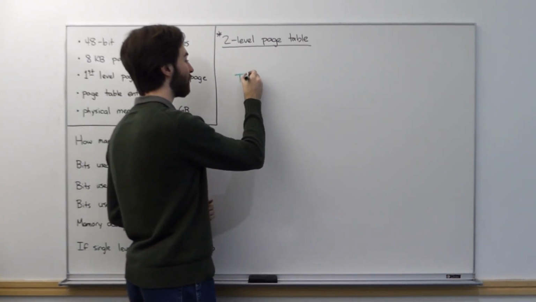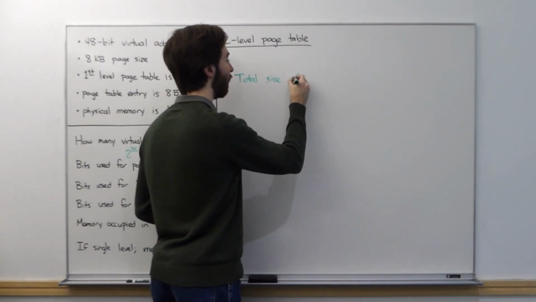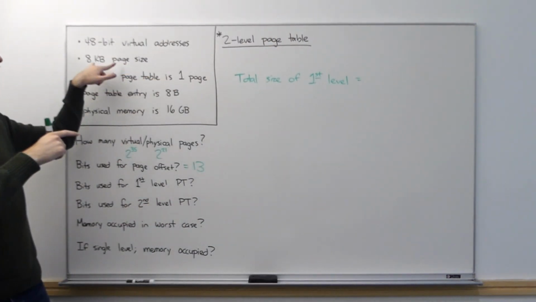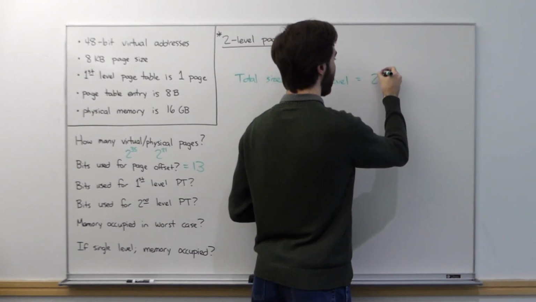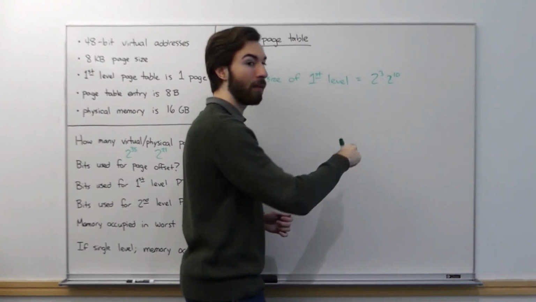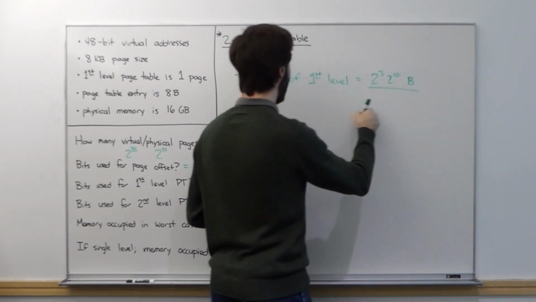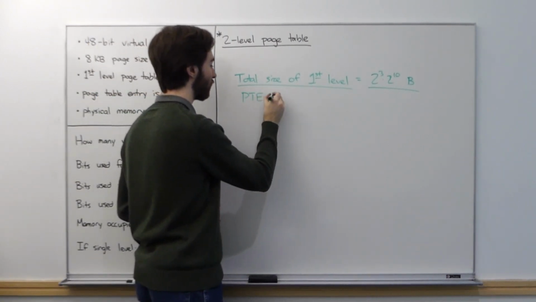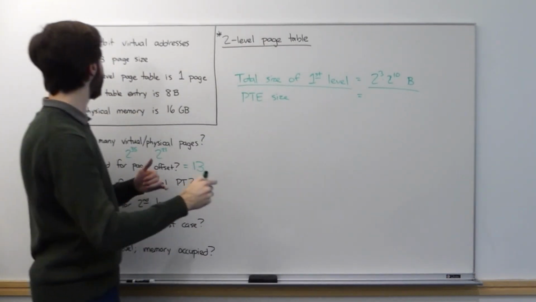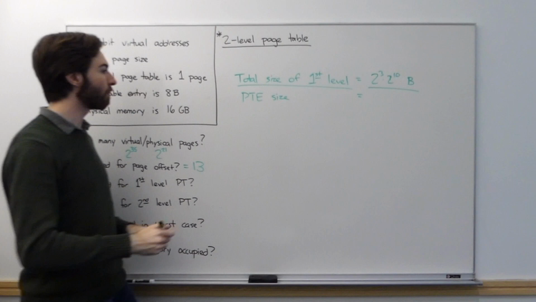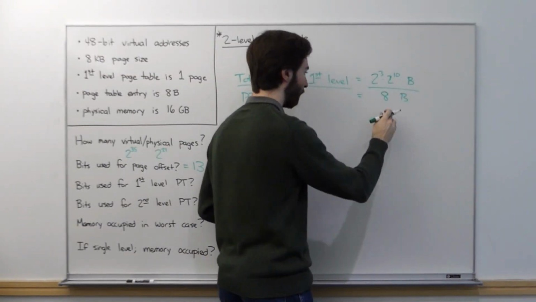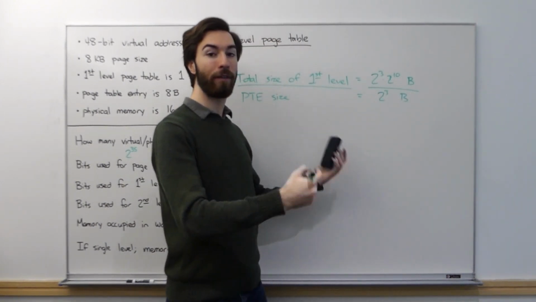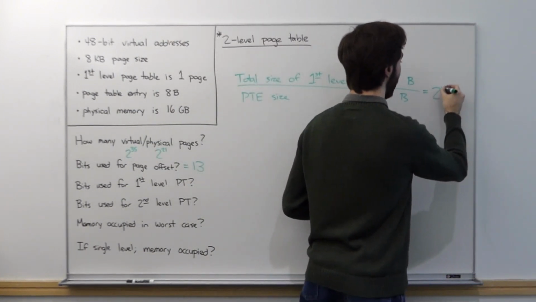So the total size of the first level page table is one page, which is 8 kilobytes, which is 2 to the third times 2 to the 10 bytes. And then we can divide that by the size of one page table entry, which we are given as 8 bytes, or we could think of that as 2 to the third to make it easier. And that means that in our first level page table, we have 2 to the 10th entries total.